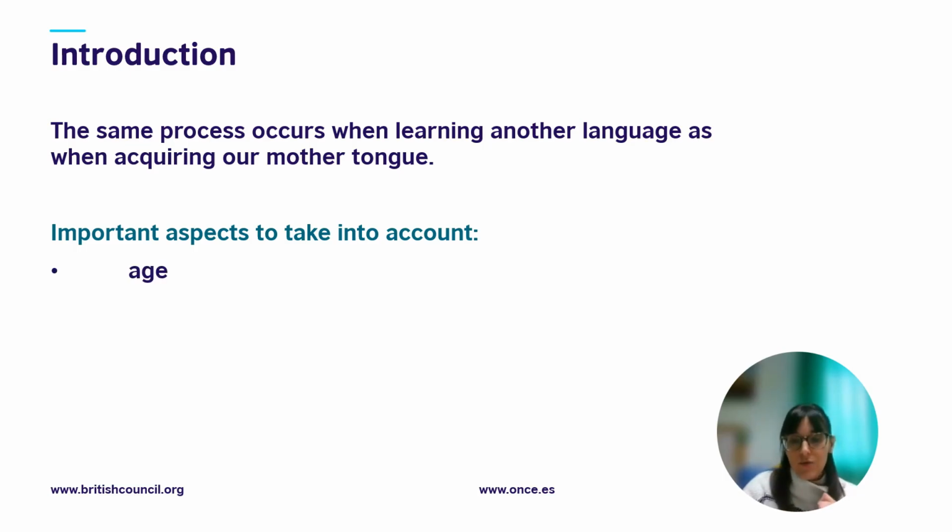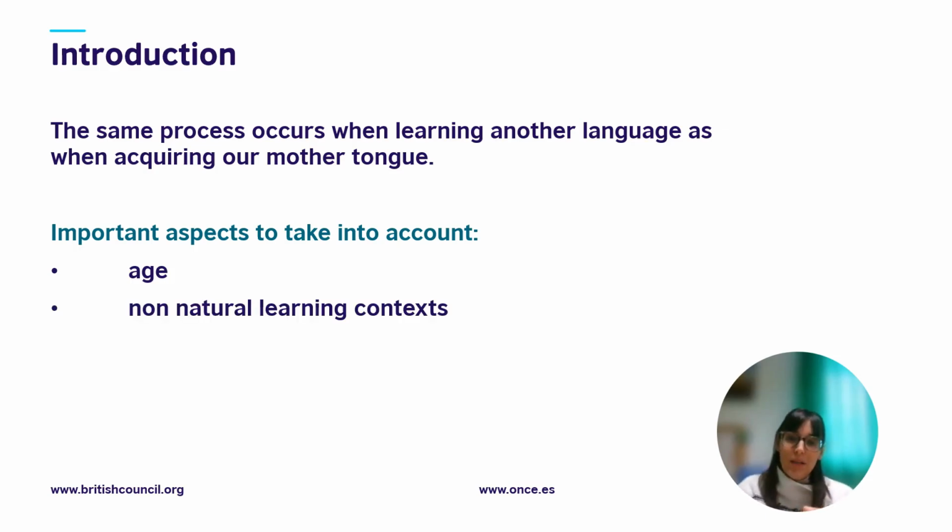The age is really important. Our brain doesn't work the same. The connections we are able to make are not the same when we are younger as when we are adults. So it will affect how fast and how significantly we can learn a language. We need to talk here as well about the non-natural learning context. Sometimes schools and classrooms are not a very natural context.